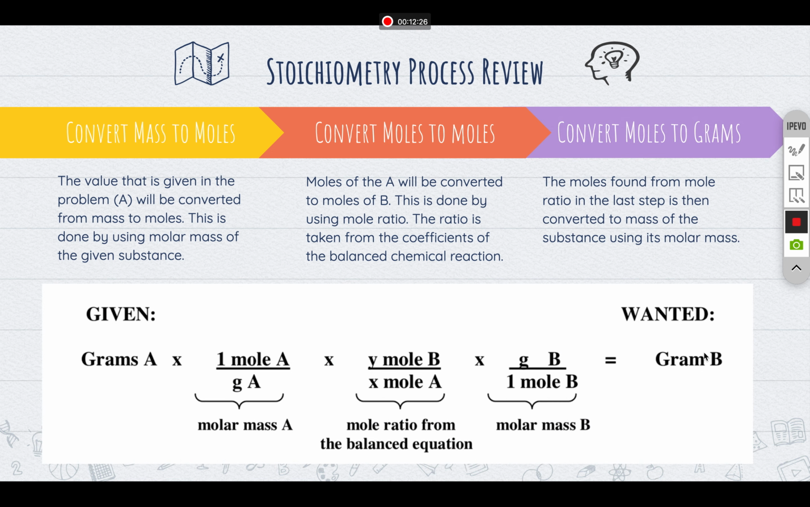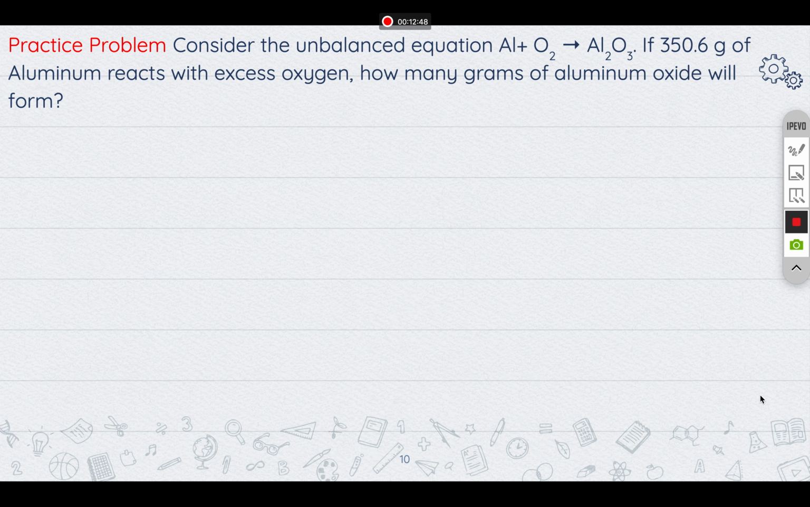So essentially, your problem should look like this. It should always look like this, where you have grams of whatever is given, its molar mass, the mole ratio of whatever you are trying to find paired up with whatever you're given, and then the molar mass of whatever you're trying to find. So that's the path that you should always be taking.